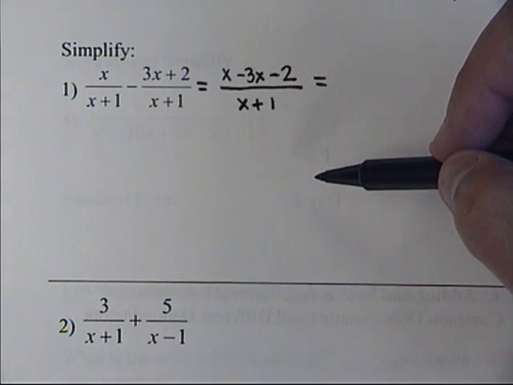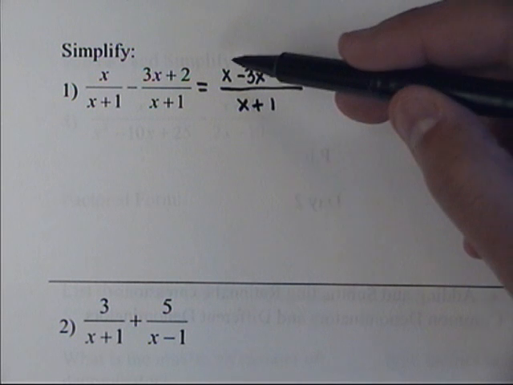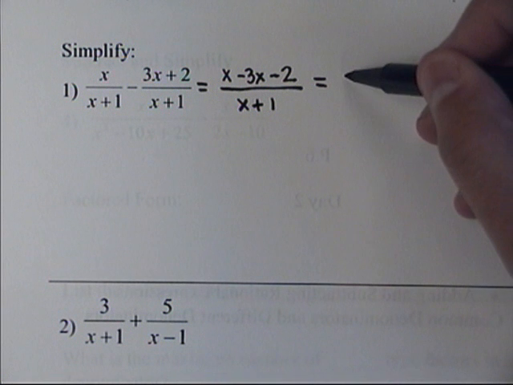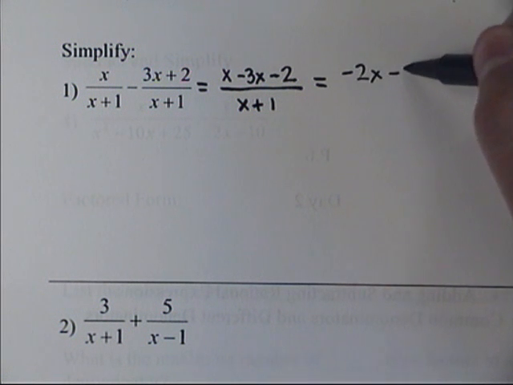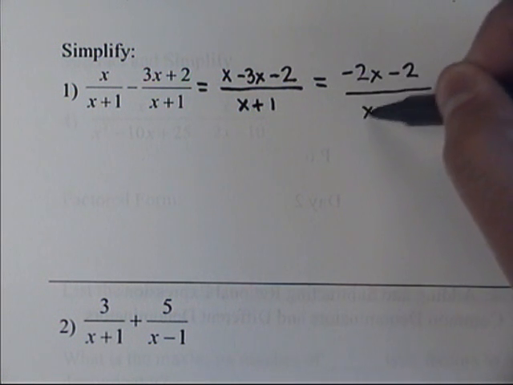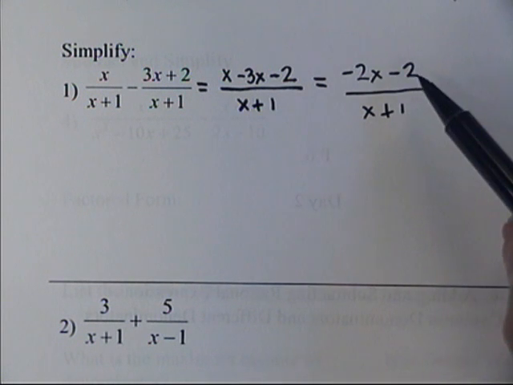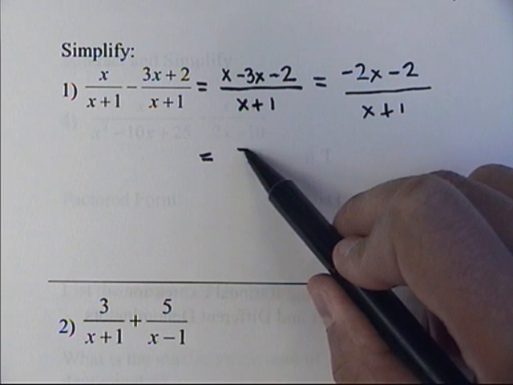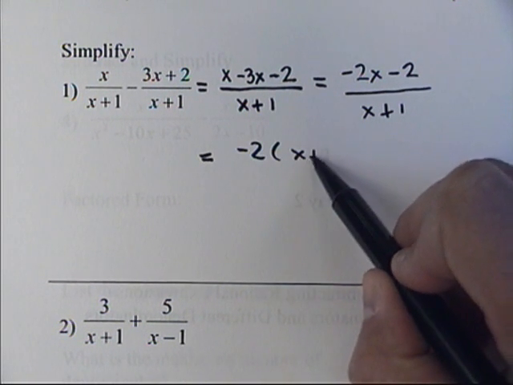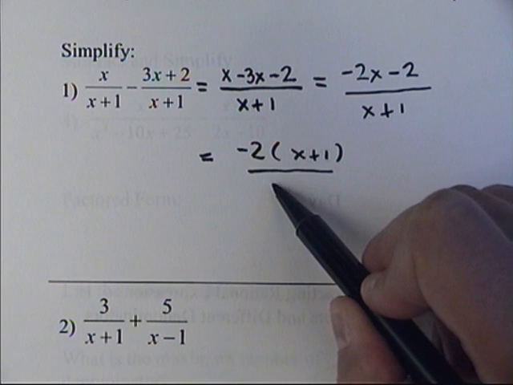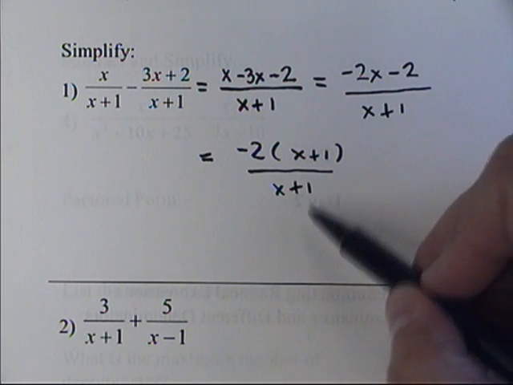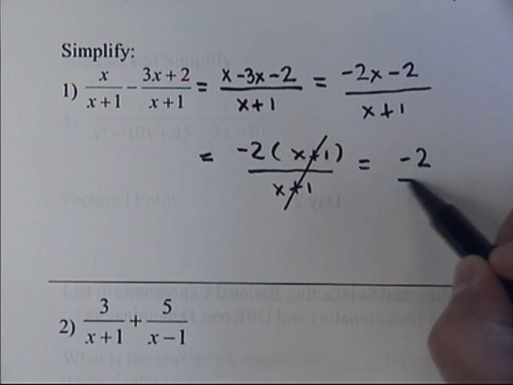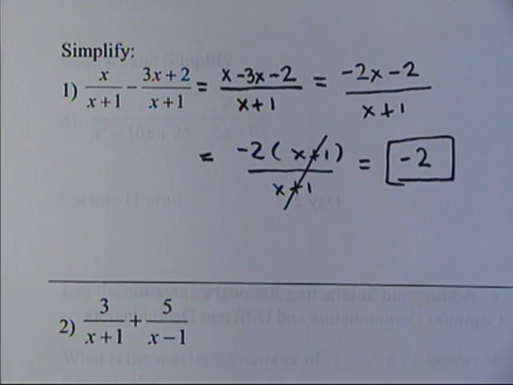All right, now that we've done this, I can combine like terms. I've got a 1x essentially right here. Take away 3x, that would be negative 2x. And looking at the numerator, I can actually factor the negative 2 out now, leaving me with x plus 1. Ooh, now that's interesting because that matches the denominator, which means that those two factors will cancel, and our simplified answer is just negative 2.